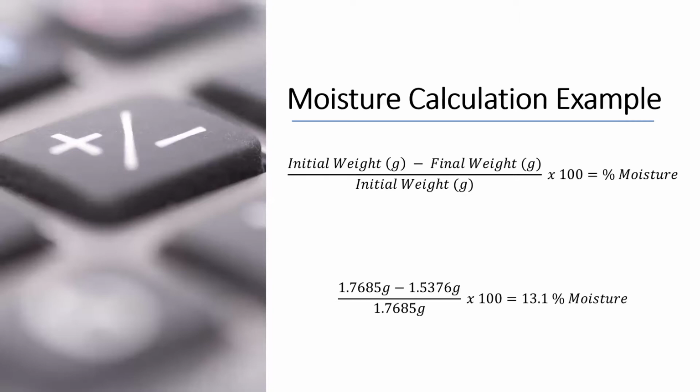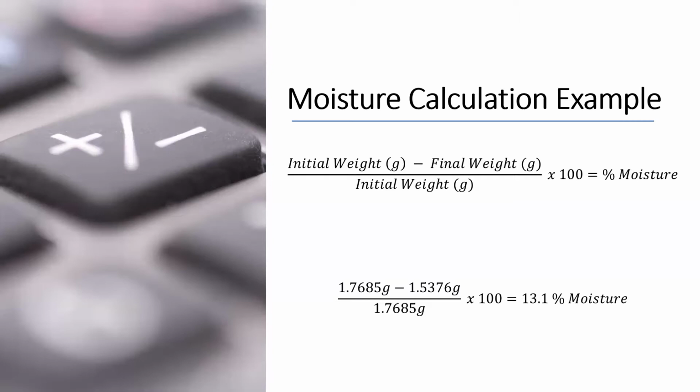As I mentioned on the previous slide, an initial and final weight are measured, and the difference between those determines the moisture content. To perform this calculation, the final weight is subtracted from the initial weight, and that value is divided by the initial weight before being multiplied by 100 to get the results into a percent value. I've included an example below.